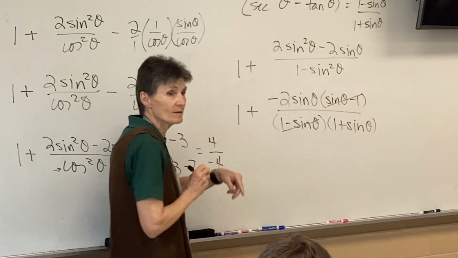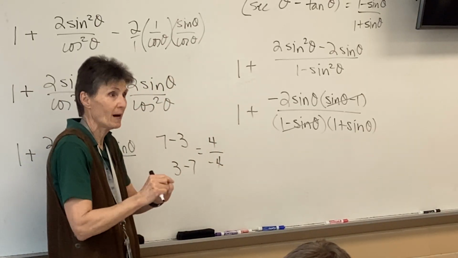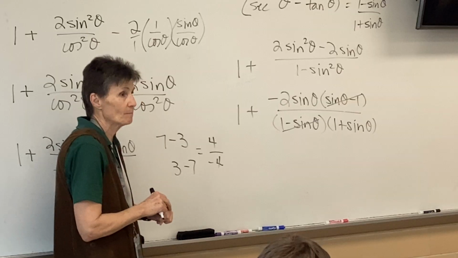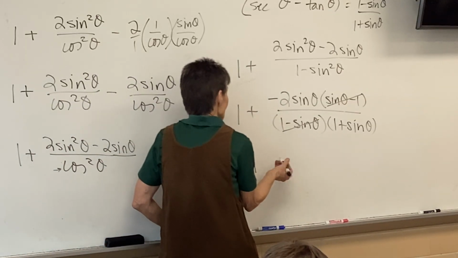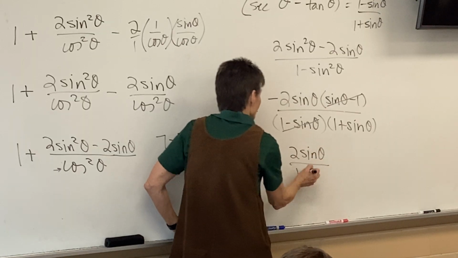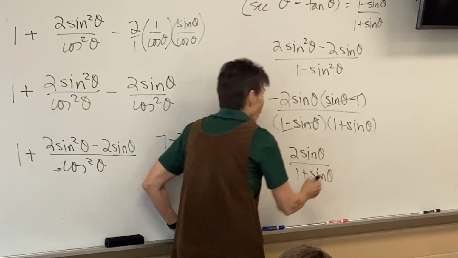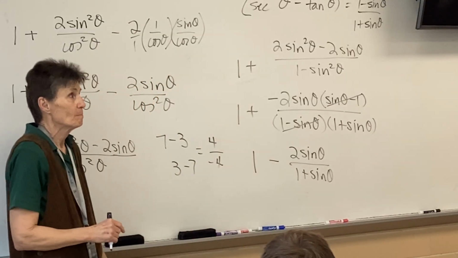It can go on the top or the bottom, so I'm just going to put it in the top. So now what have I got? 1 minus 2 sine over 1 plus sine. You are almost there, kids. This is a big problem.